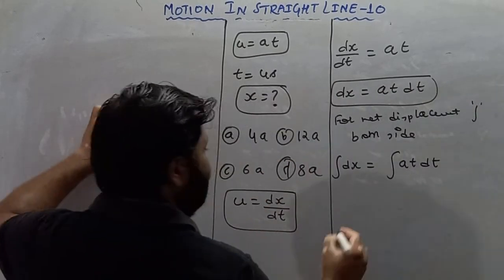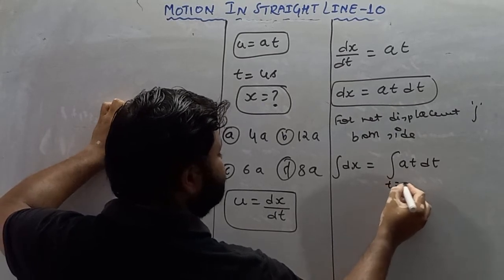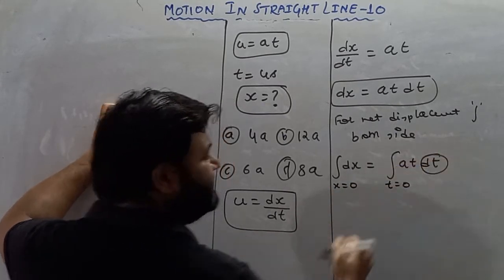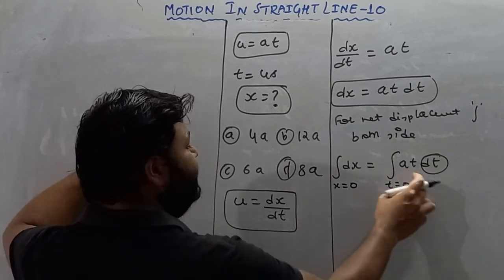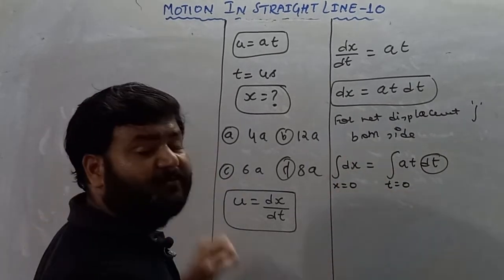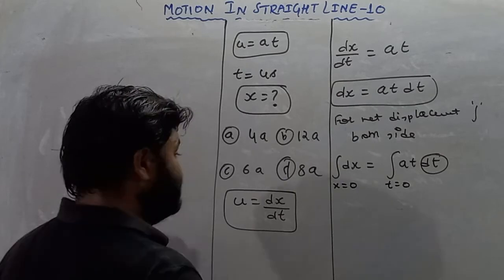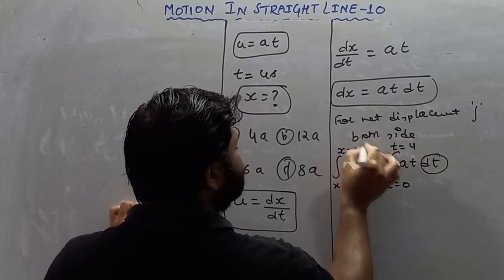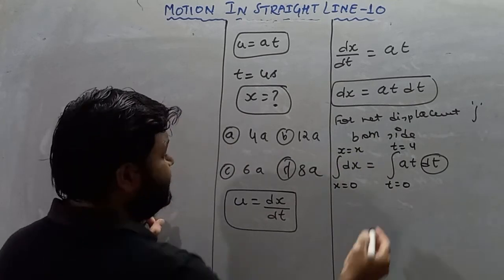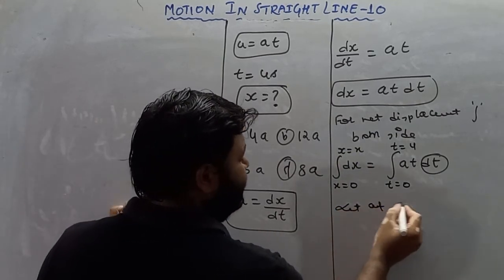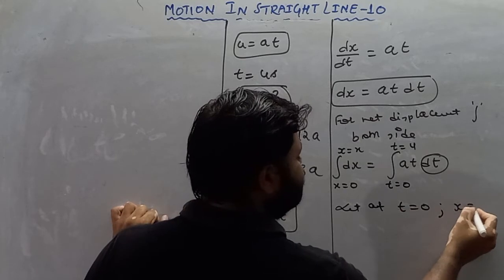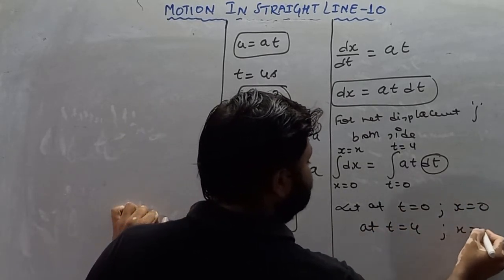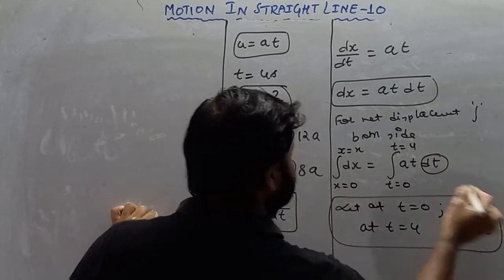So let's suppose at t is equal to 0, the distance covered by the particle is 0. Because dt is present here, we'll put the limits of t, and because dx is present, we'll put the limits of displacement. They are asking how much distance is traveled by the particle at t is equal to 4 seconds. So let at t is equal to 0, x is also 0. At t is equal to 4, let the displacement be x. Now integrate this.